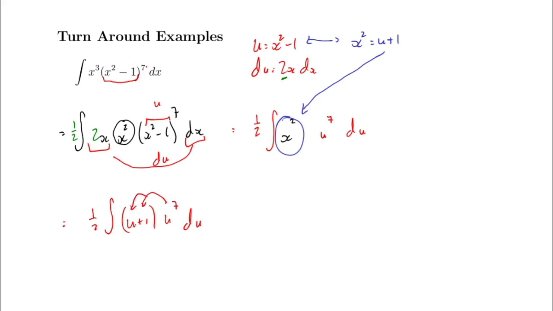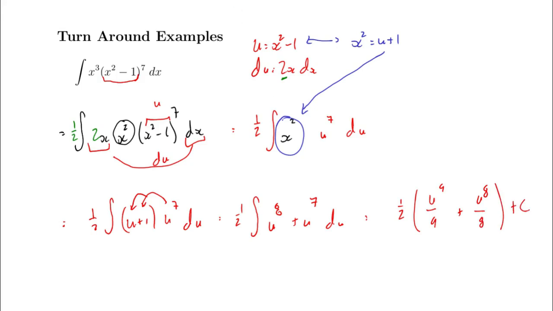Because it takes these problems where the exponent is on this binomial and we can't multiply into that, and it turns it around. Now the exponent is on the single term. We can multiply that inside of this little binomial. So this becomes half integral of u to the 8 plus u to the 7 du. And this is super easy to anti-differentiate, right? Add 1 to your exponents, divide by that number. So this becomes half times u to the 9 over 9 plus u to the 8 over 8 plus c.